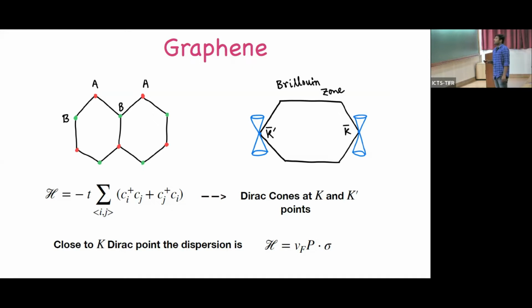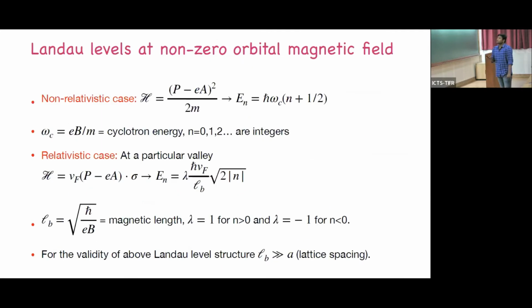We call these points K and K prime. If we only think about low energy physics around these two points, we will see that the spectrum looks linear like this. If you take some momentum p around this point, you will see that the spectrum has a p dot sigma term, where sigma are the Pauli matrices in the K and K prime valley. For this talk, we are only interested in this kind of spectrum close to the K and K prime points.